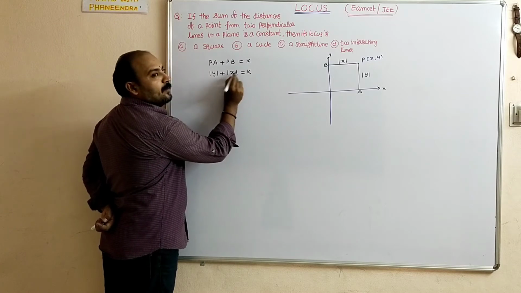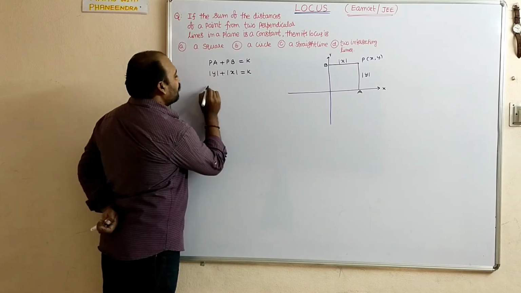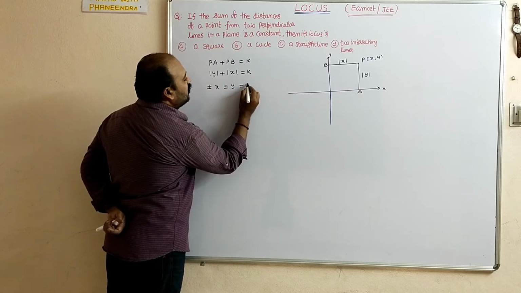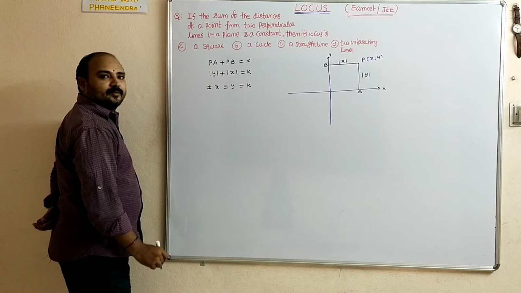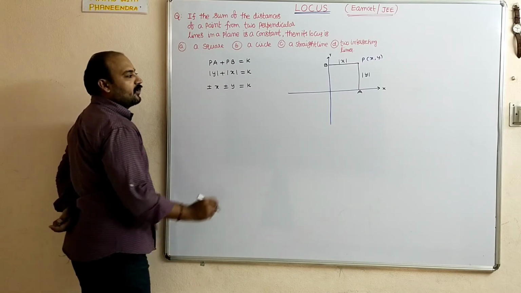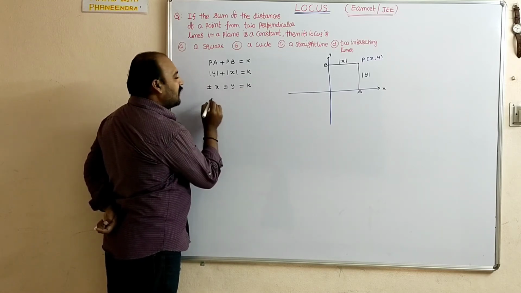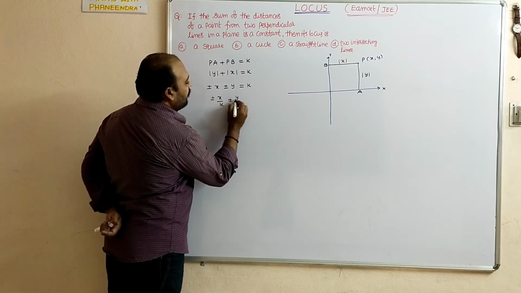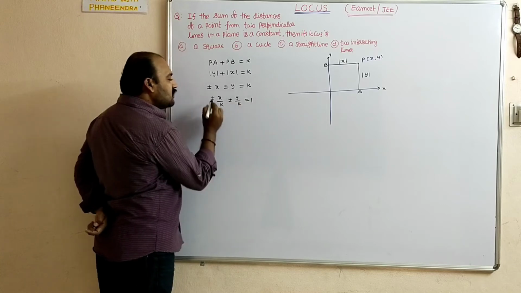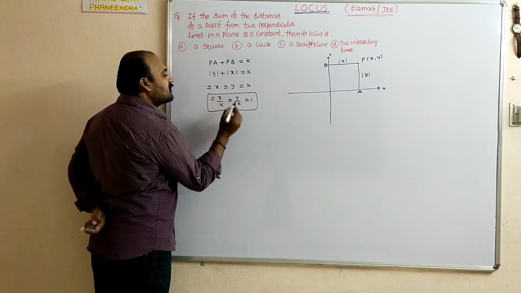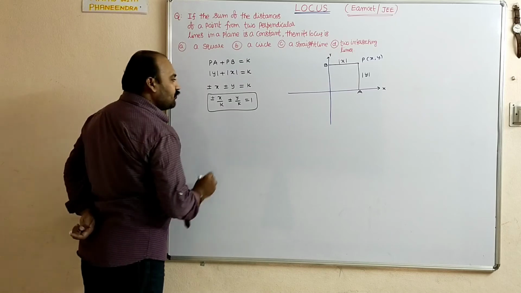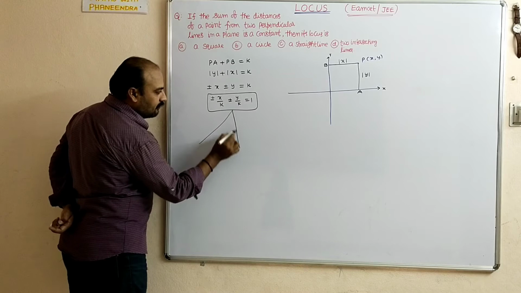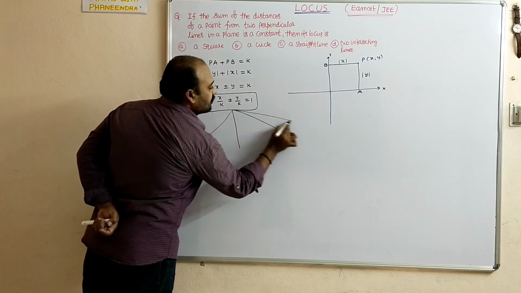If you remove the mod on x, plus or minus will come. Plus or minus x, plus or minus y is equal to k, and dividing by k it becomes plus or minus x by k plus or minus y by k equal to 1. It is looking like the intercept form of the straight line. We have not two lines, four lines will come based on the intercepts.